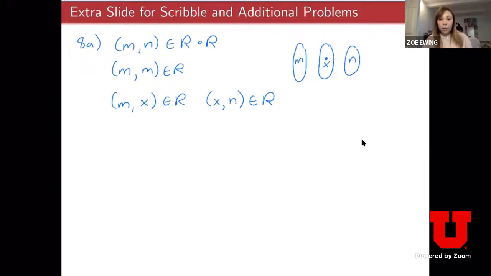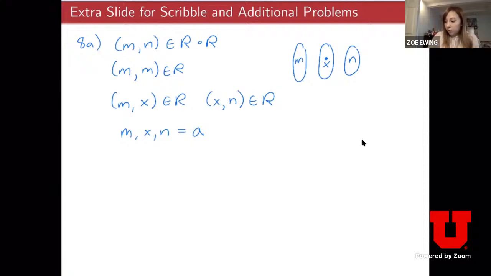Okay, and we also know that R is reflexive, like you said. So M is related to itself, but also, if M is related to M, then X can be equal to M and N can be equal to M. So let's actually just set all of them equal to some other letter, which is A. Does that part make sense?